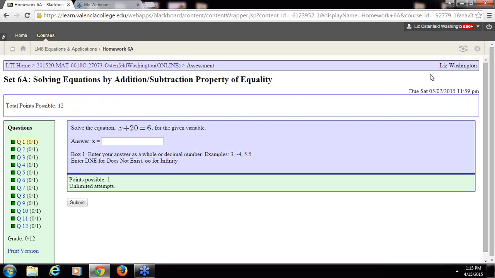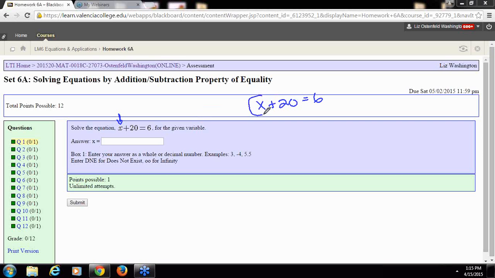It says solve the equation x plus 20 equals 6. And basically what it's asking you is, what does this number have to be for the final answer to be 6? And we can follow our rules of equality to do that. Now this problem, since it's so small, you could figure it out in your head, but for future problems you want to know the same exact steps.